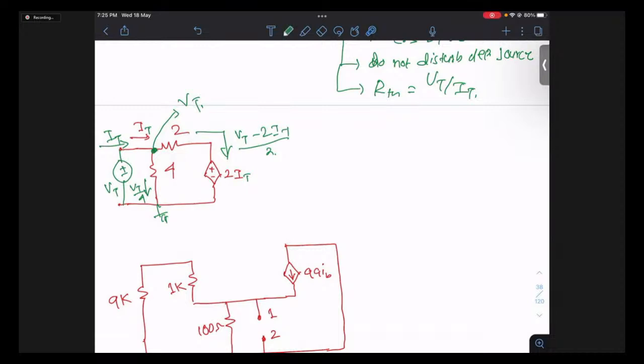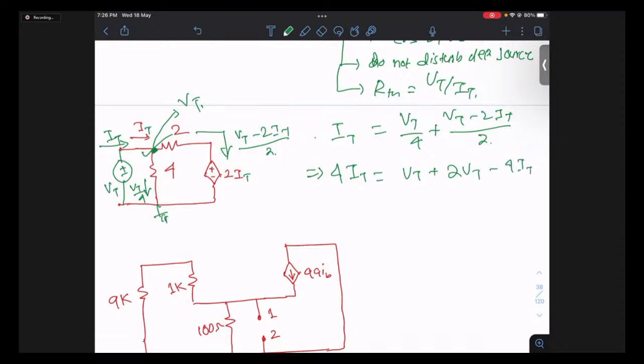So now I can write the KCL at this junction. If I write the KCL at this junction, I get incoming current It is equal to outgoing current, Vt by 4 plus (Vt minus 2It) divided by 2. Let us multiply by 4 on both sides. So you get 4It equals Vt plus 2Vt minus 4It. If you see, 8It is 3Vt. So your Vt to It ratio is 8 by 3 ohms. So the value of Rth or R equivalent is basically 8 by 3 ohms.